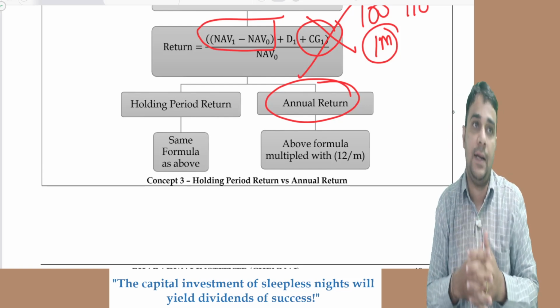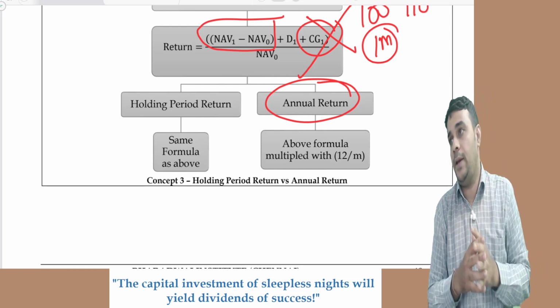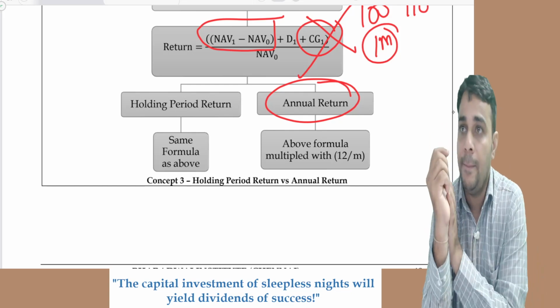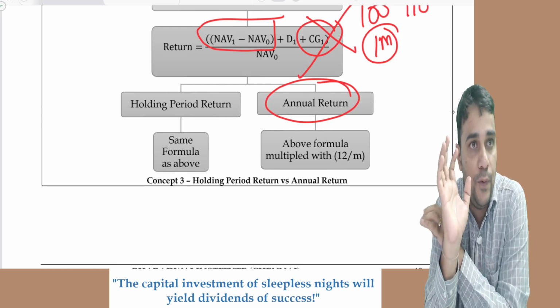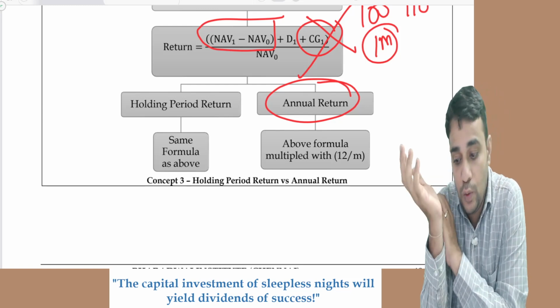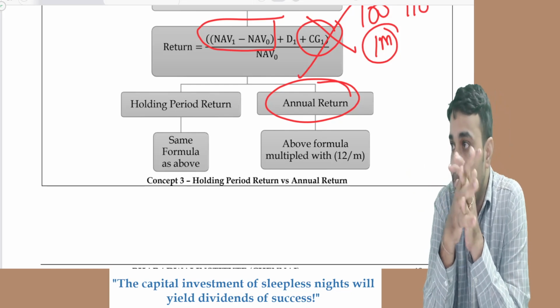Annual return is a better measure of calculating the return of any investor. For calculating return, annual return is a better way. Any doubts? If you do into 12 by m, it's annual return. Without 12 by m, it is called holding period return. Clear?